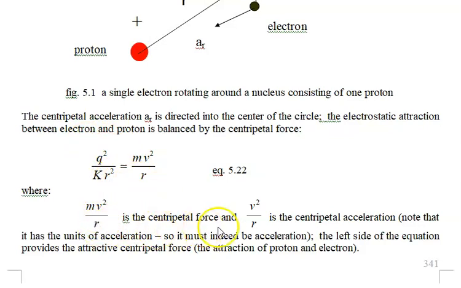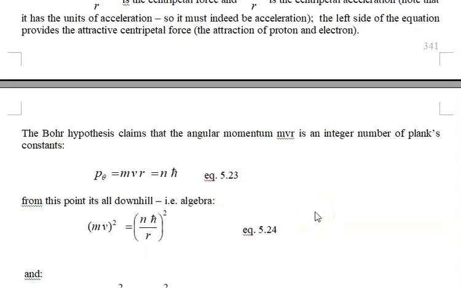So mv squared over r is the centripetal force, and what the Bohr hypothesis claims, and I believe this was well before the Heisenberg theory or the Schrodinger equation, probably in the first decade of the 20th century, is that mvr, the angular momentum, is linear momentum multiplied by the radius, and the angular momentum is quantized. It's equal to an integral number, just an integer, 1, 2, 3, 4, etc., multiplied by Planck's constant.